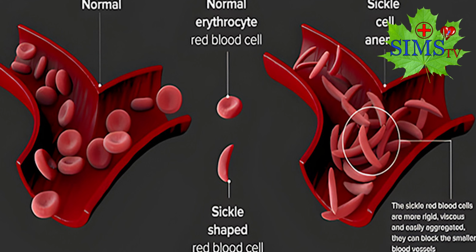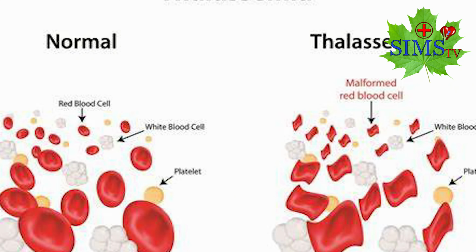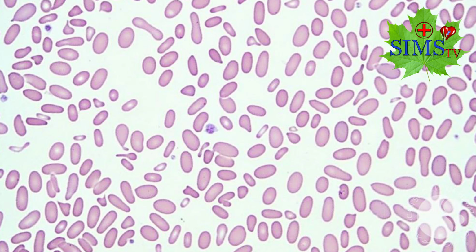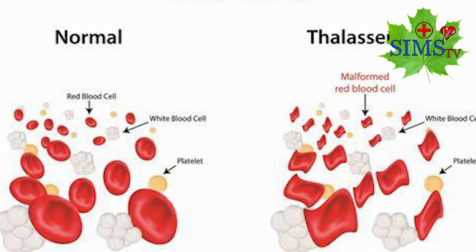Not only sickle cell anemia, we also have thalassemia, hereditary spherocytosis, and elliptocytosis, and some other varieties also. These are the important varieties. Thalassemia is also one of the causes of hemolytic anemia. So this is white jaundice.